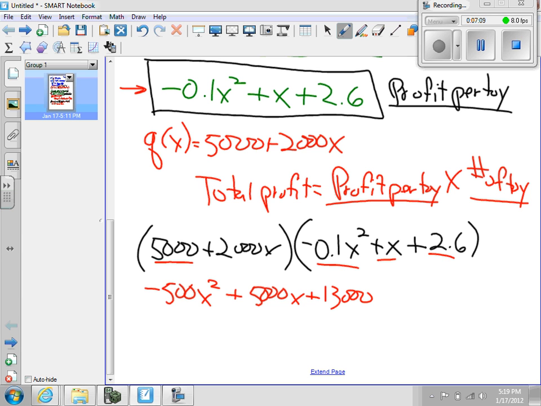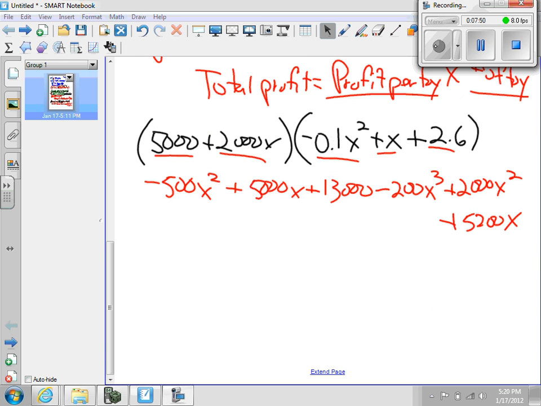And then I have my 2,000. So I'm going to go 2,000 times my 3 different terms. So 2,000 times negative 0.1x squared is minus 200x cubed. Pay attention to that x there. Got to pay attention to the powers. And then I have 2,000 times x. So I'm going to have plus 2,000x squared. And then I'm going to have 2,000x times 2.6. And that's going to give me a plus 5,200x.